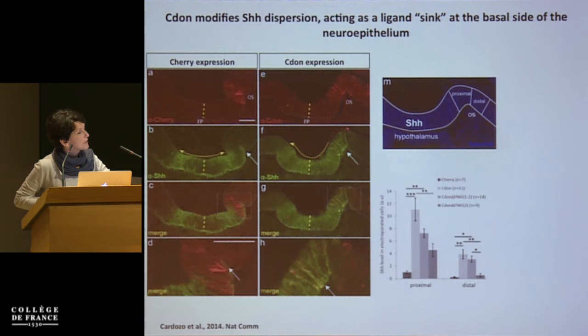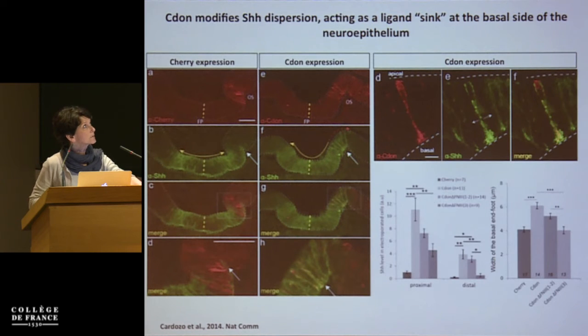And similar results are obtained when, instead of Kedon, we electroporate the mutated version that lacks the patched binding domain, but it doesn't occur so with the version that lacks the sonic binding domain, suggesting that Kedon indeed accumulates sonic hedgehog protein, acting like a kind of sink.